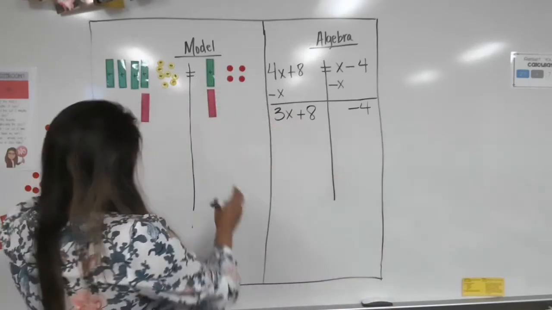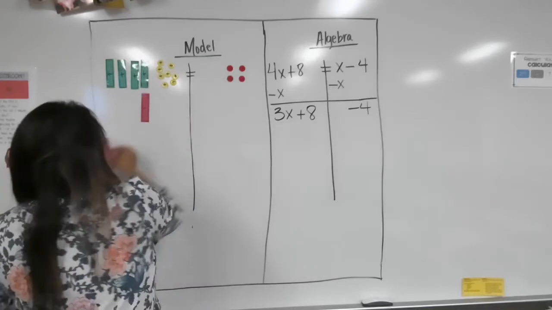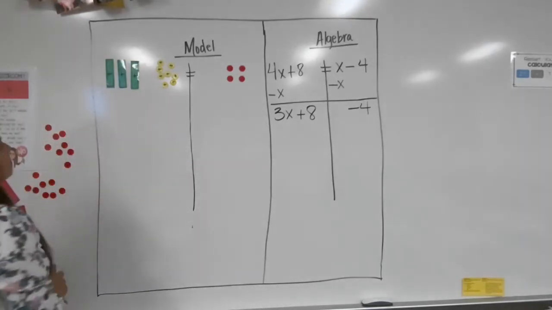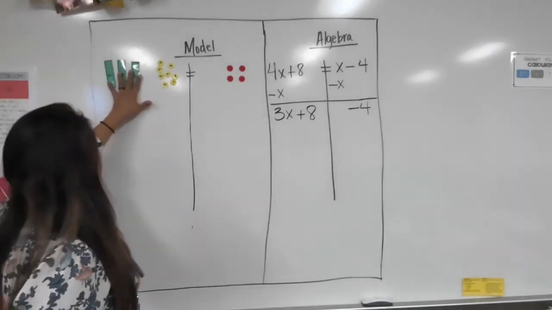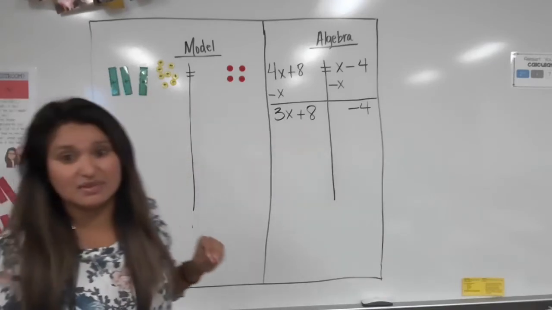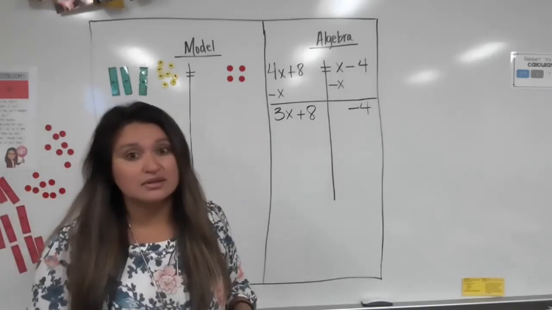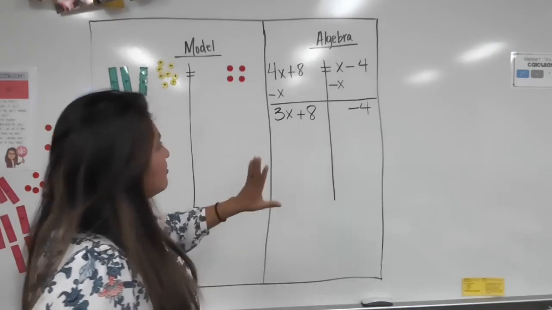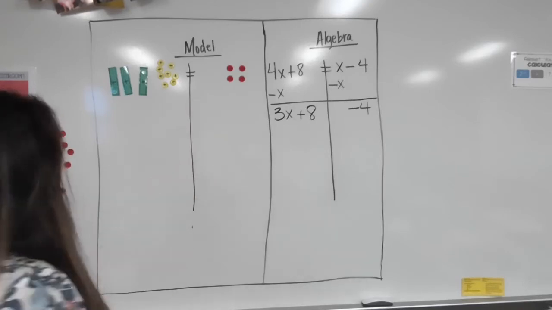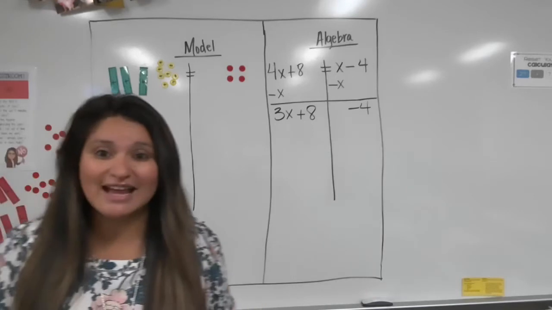All right, so now let's look at what happens here. 0 pairs get taken away, because 4 minus 1 is 3. And just like my algebra, my picture shows the exact same thing. I still have 3 x's, 8 positives, and 4 negatives. All right, so now that I have moved all my variables over to my left-hand side, I want my constants over on the right. So how do I do that? Well, if I have 8 positives, I need 8 negatives.